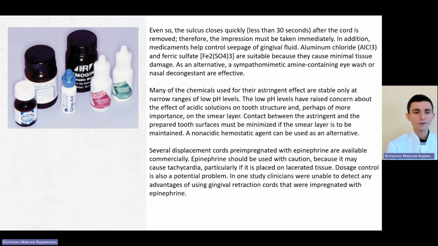Many of the chemicals used for their astringent effect are stable only at narrow ranges of low pH levels. The low pH levels have raised concern about the effect of acidic solutions on tooth structure and, perhaps of more importance, on the smear layer. Contact between the astringent and the prepared tooth surfaces must be minimized if the smear layer is to be maintained. A non-acidic hemostatic agent can be used as an alternative.